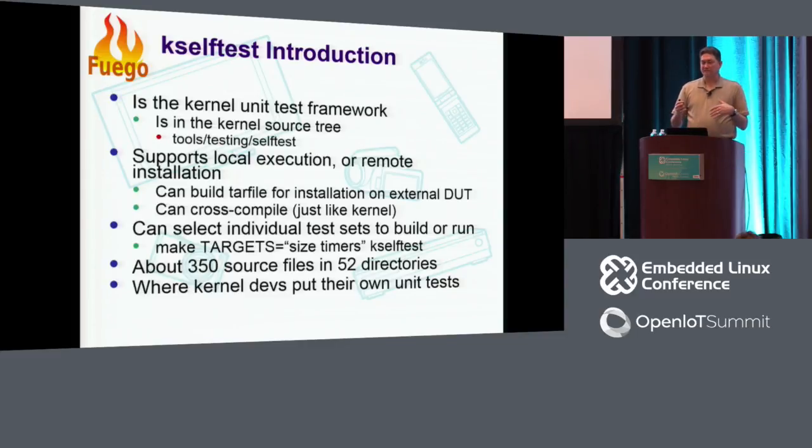And on the make line, you can select an individual set of tests to run. Again, it has groups of tests that are in directories. There's about 52 directories, 350 different source files. And this is where the kernel developers themselves put their unit tests, or where they're supposed to put their unit tests. Not everybody's on board yet, but it's kind of gathering steam.